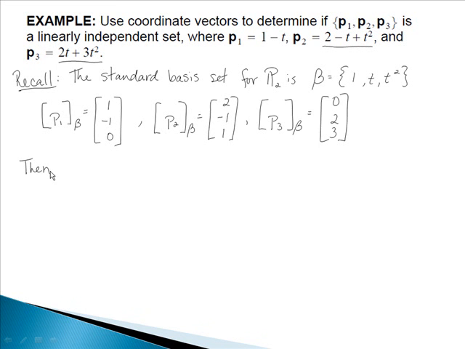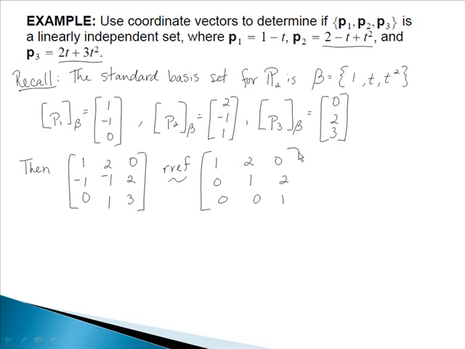Then I'm going to set up a matrix with these beta coordinates of p1, p2, and p3 as the vectors in my matrix. So I have 1, negative 1, 0, 2, negative 1, 1, and 0, 2, 3. So I have this matrix set up here, and I want to row reduce it. When I do, I will get this matrix here: 1, 2, 0, 0, 1, 2, and 0, 0, 1.